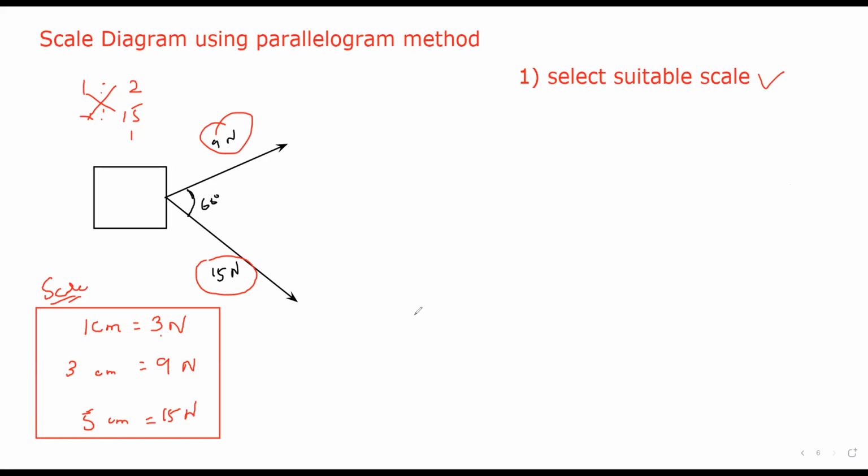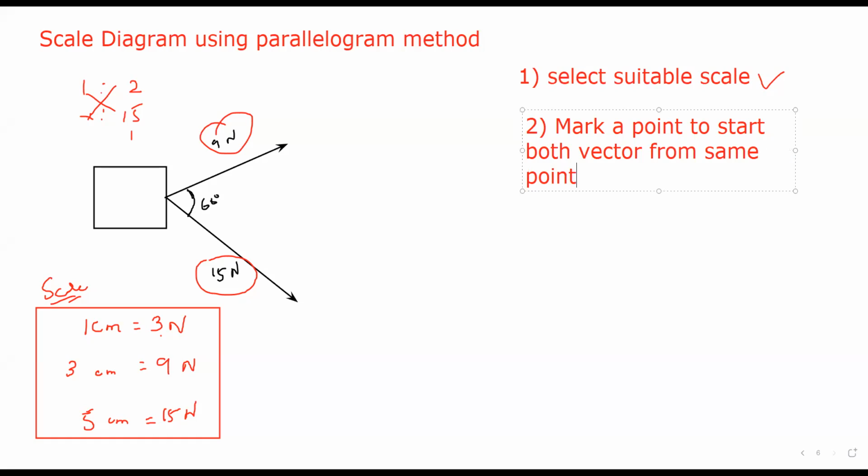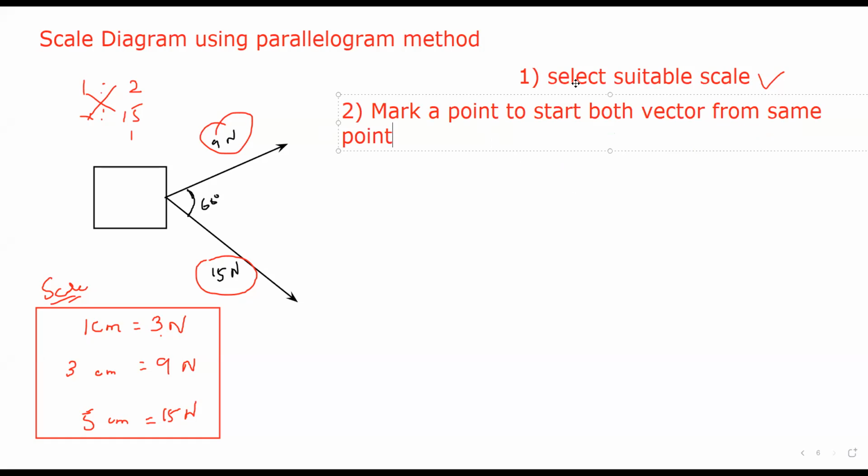Now, the second point. Because we are using the parallelogram method, we will mark a point to start both vectors from the same point. So that is the second point. We'll mark a point. For example, I can mark anywhere. I mark a point here, to start both vectors from the same point. So I mark that as a starting point.